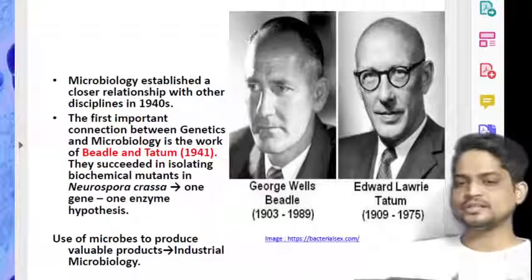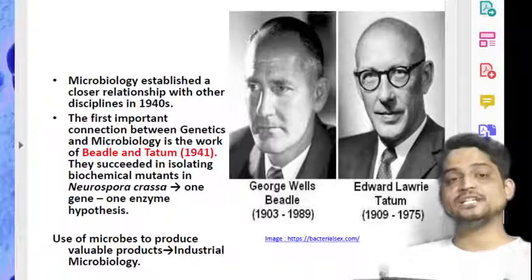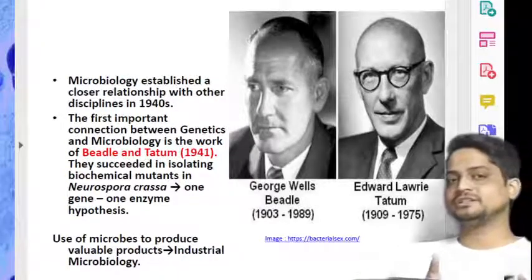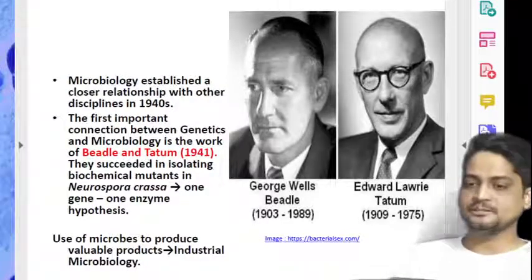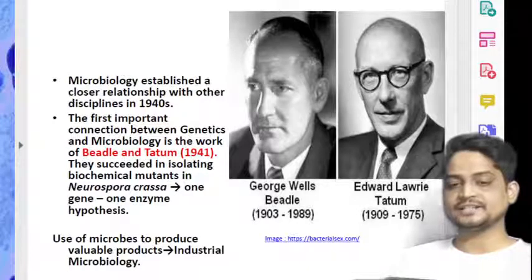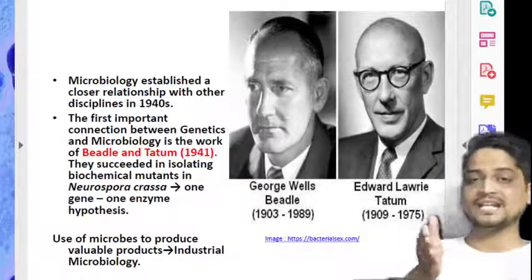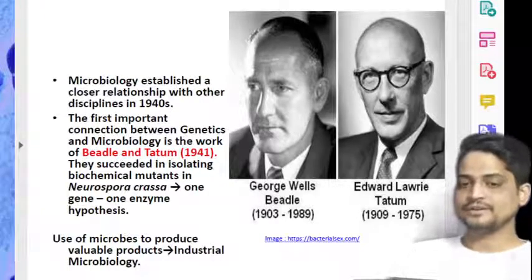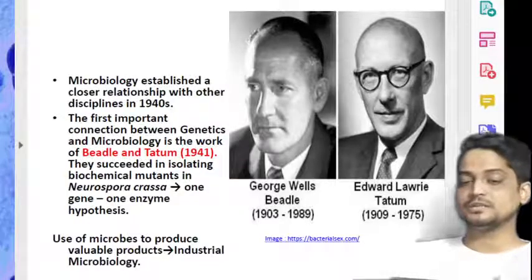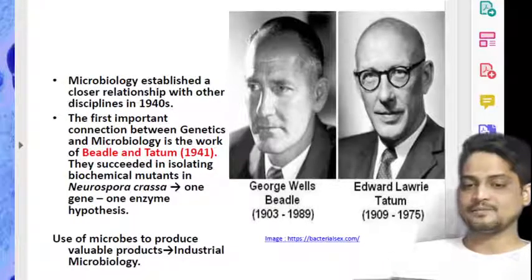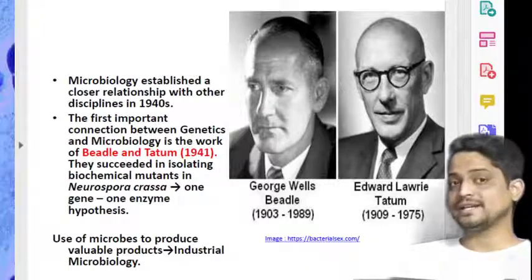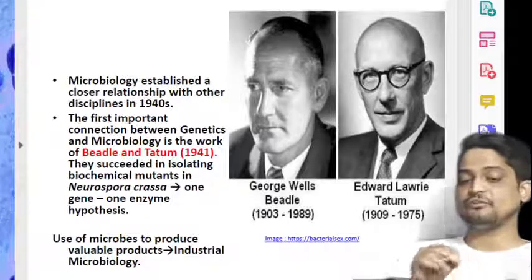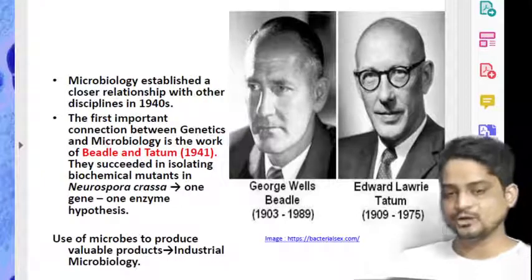Microbiology established a closer relationship with other disciplines in the 1940s. Now microbiology is the science which can correlate with these other sciences. The first important connection between genetics and microbiology is the work of Beadle and Tatum. It was very important work. It was held in 1941 when they succeeded in isolating a biochemical mutant in Neurospora crassa. You know, Neurospora is also known as the Drosophila of the plant kingdom. The one gene, one enzyme hypothesis was given by Beadle and Tatum.